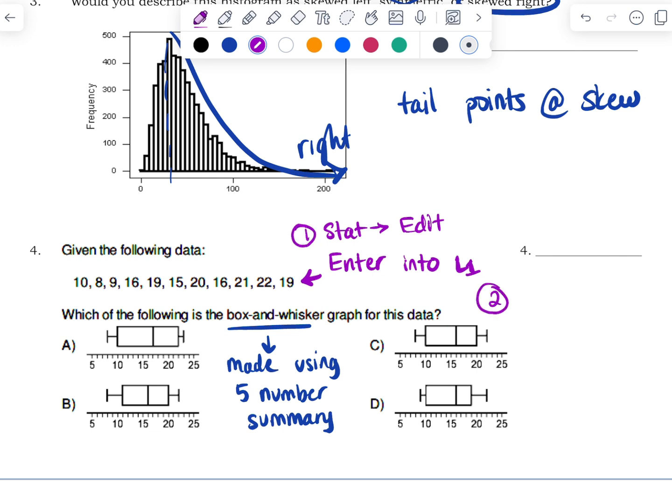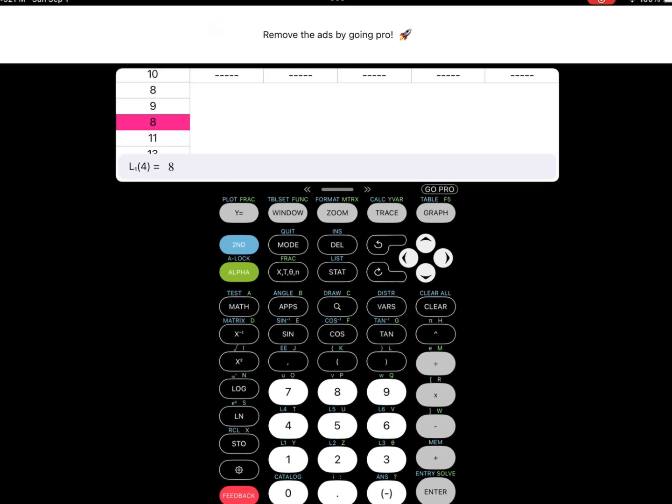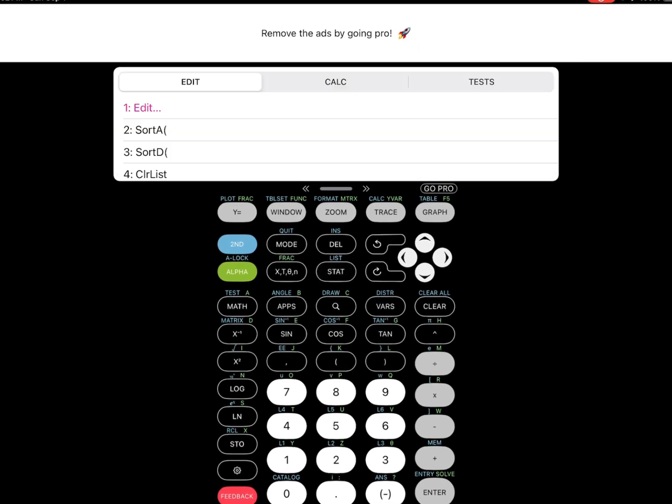And remember, your second step is stat calc. And remember, you want the one variable statistics package, okay? So that's stat arrow over 1 to calculate, and then one variable statistics. Hopefully you feel like, yeah, Mrs.